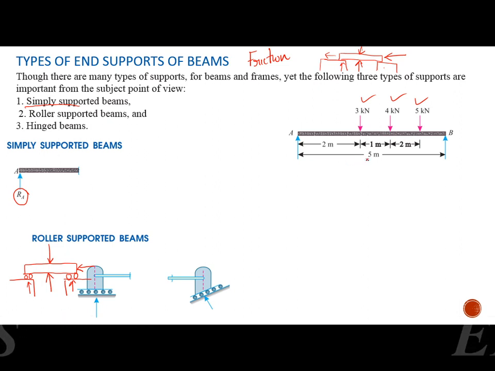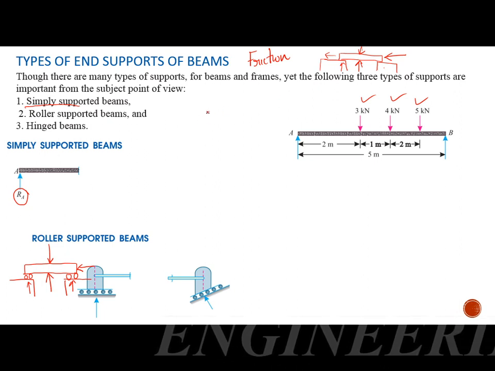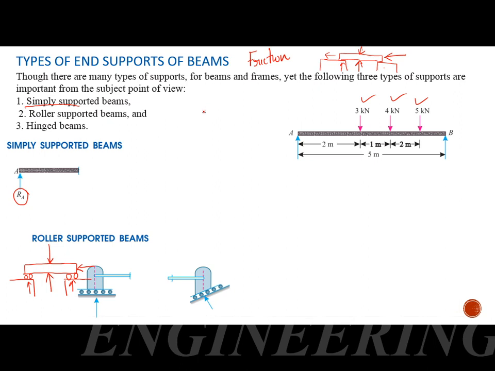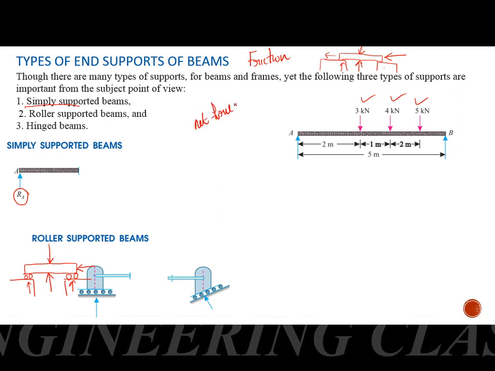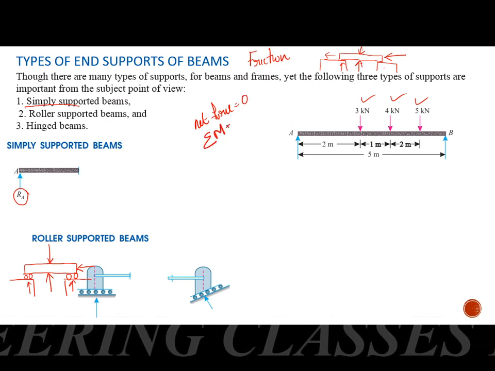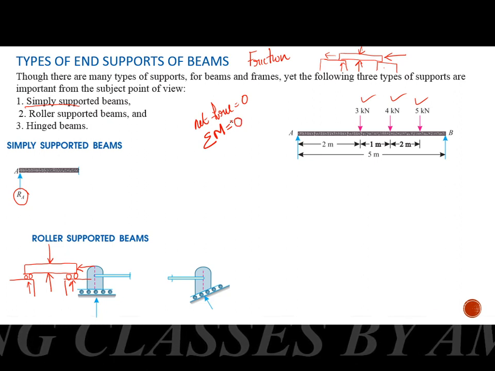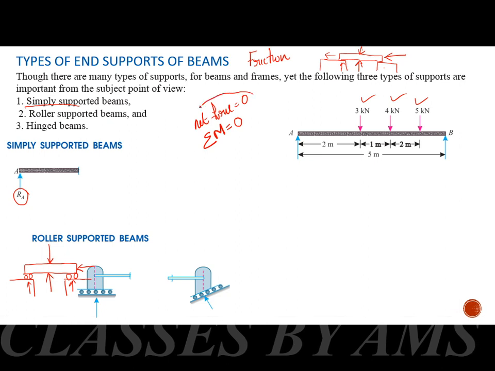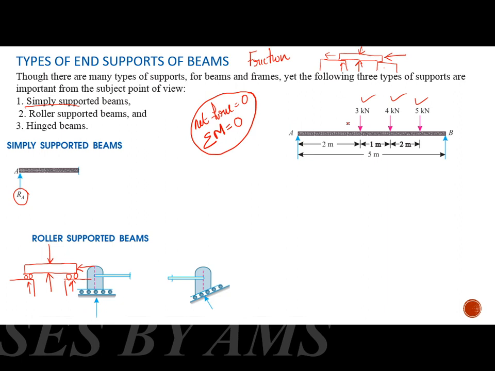To solve this kind of problem, we have to assume that the system is in equilibrium. For the system to be in equilibrium, it has to satisfy two conditions. The first condition is that the net force acting on the system should be 0, and the net moment acting on the support at the end point should be 0. By satisfying these two conditions, we can solve this kind of problem.